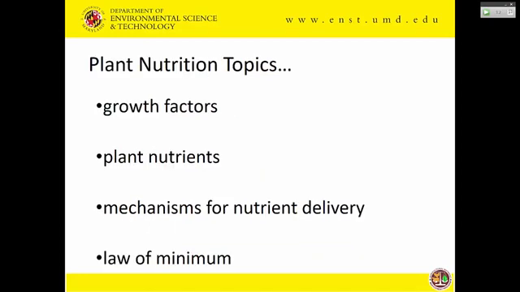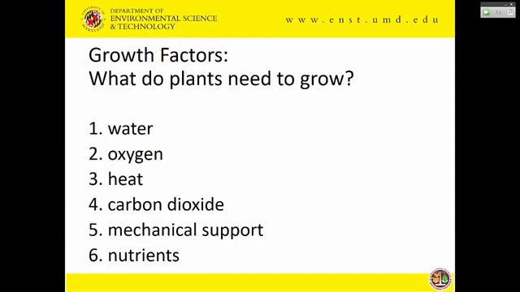Okay, so plant nutrition. What topics might you want to know about as you prepare? I think we need to talk about the growth factors. We need to have a good understanding of the plant nutrients and how they're categorized. We need to know how nutrients get from where they are to the plant. Those are the mechanisms of delivery. And we need to be aware of the law of the minimum, because it has a lot of impact on practical plant growth.